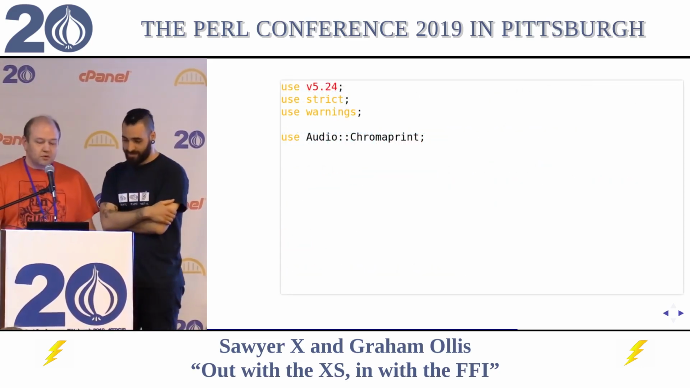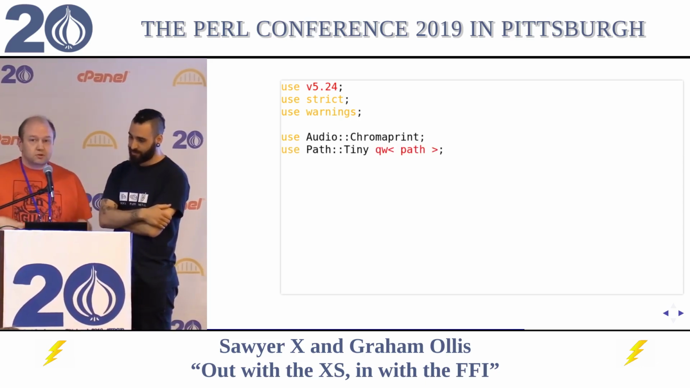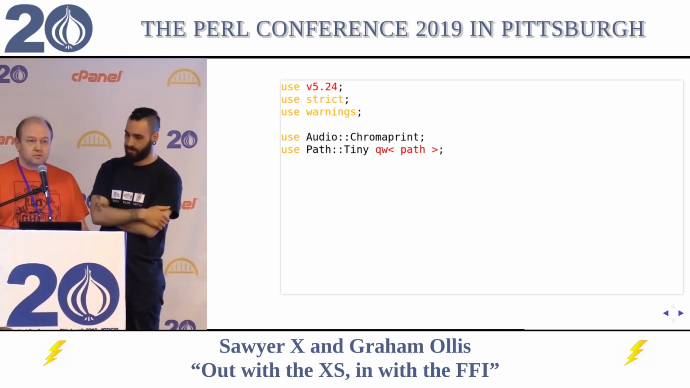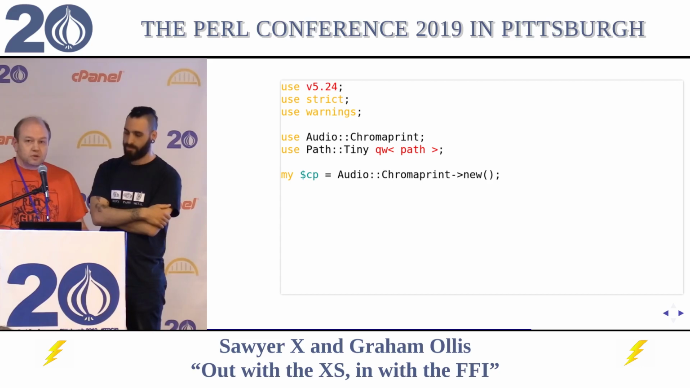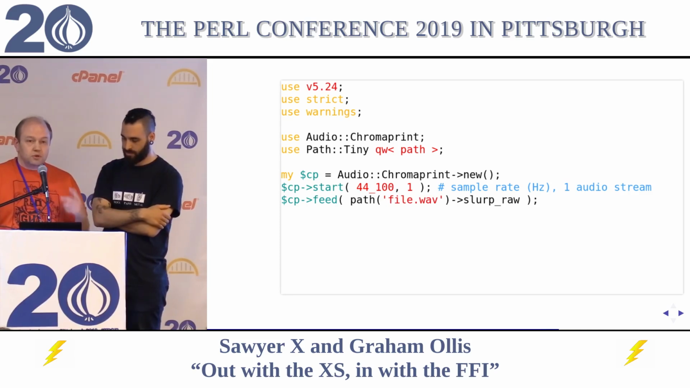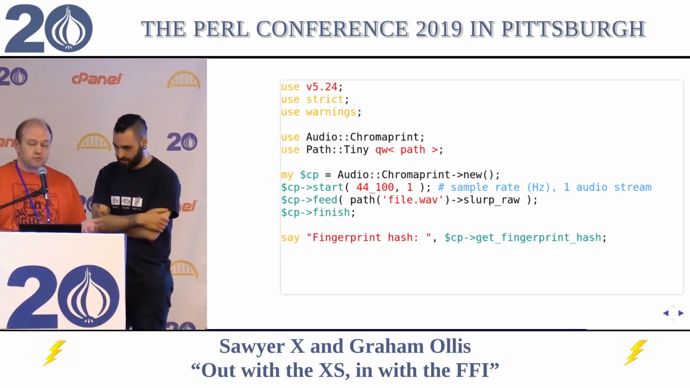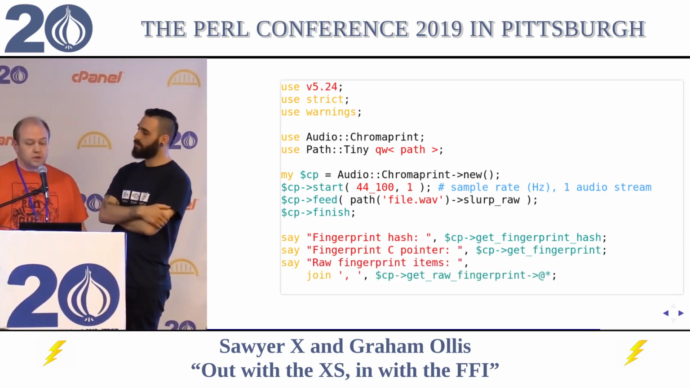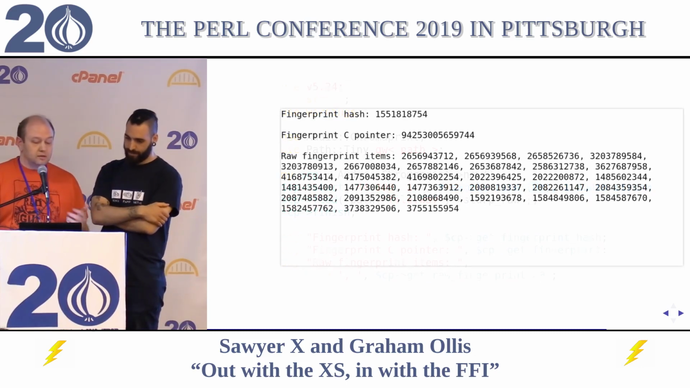We wrap this up into a nice little Moose object-oriented layer. We use path_tiny to read in files. We create the instance of the object with new. We use start to tell it the sample rate and the number of audio channels. And then we feed in the data. We have a file. We slurp it in, and we use raw because this is bytes. We want binary to the C. We call finish to let it know that we're done, and now we can print out the fingerprint hash. We can print out the C pointer. We can print out all of the fingerprint items, and it looks really pretty.